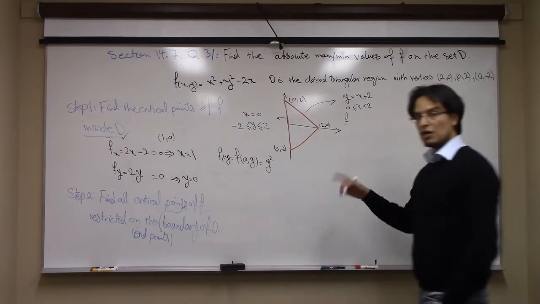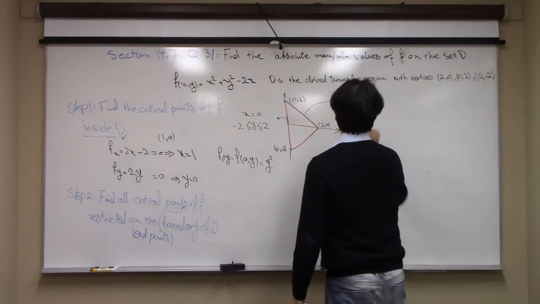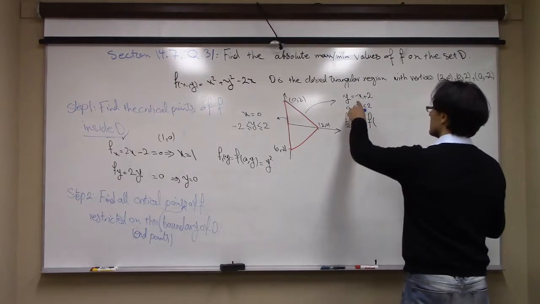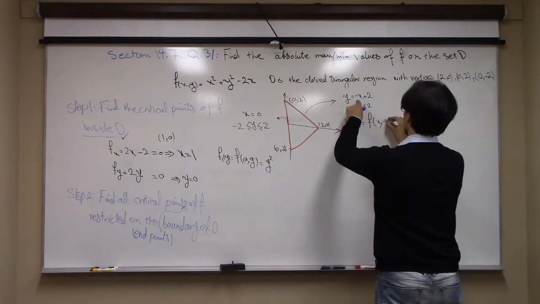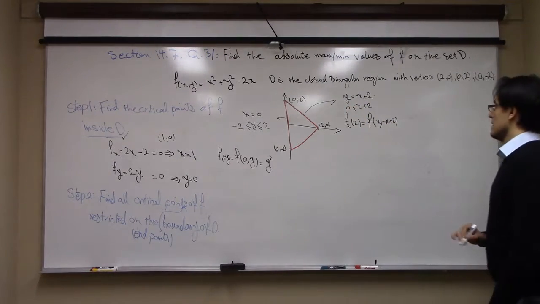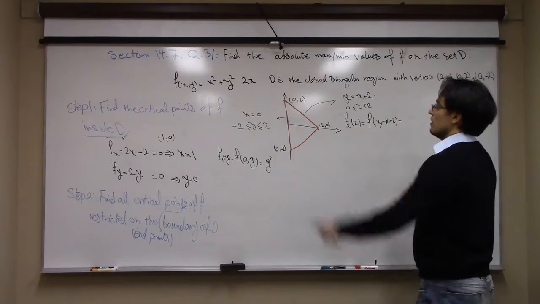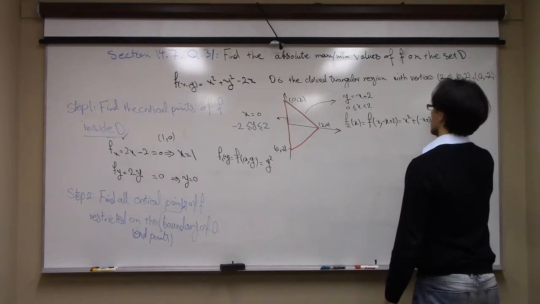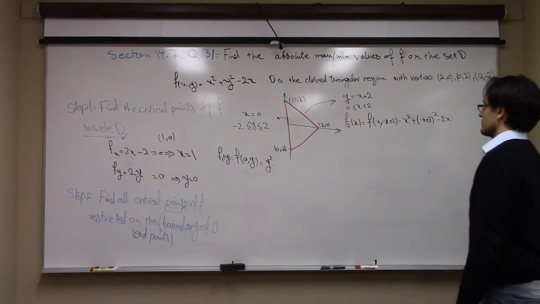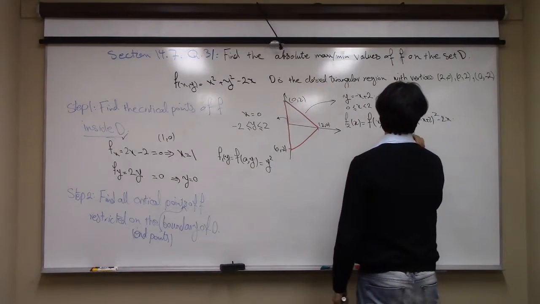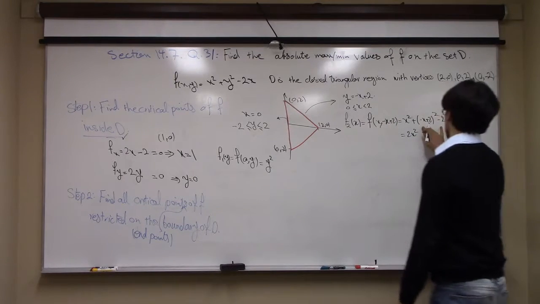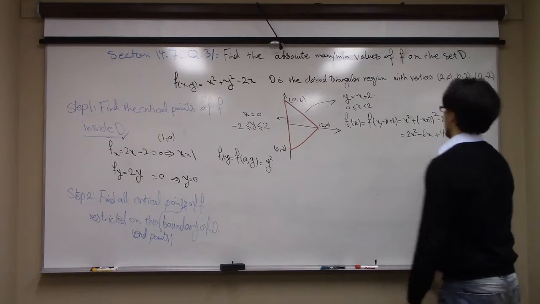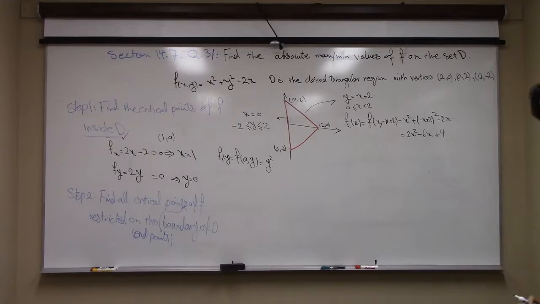If I restrict my function on this line, I'm going to write it as f2 of x. So x is x, and for y I put this guy here, and it is given by x squared plus (minus x plus 2) squared minus 2x. Okay, let's simplify this. So this is 2x squared, opening this up, minus 4x minus 2x, so minus 6x, plus 4. That's the restriction of my function on that piece.